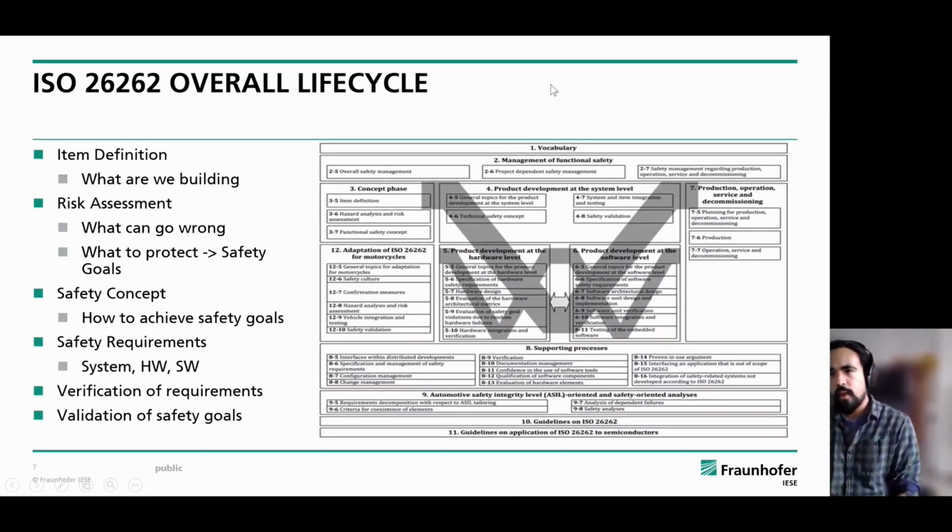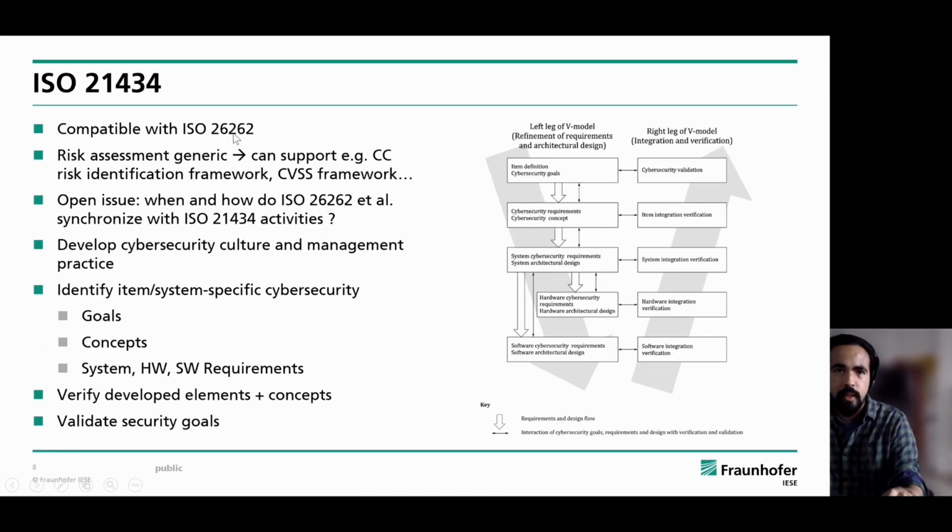So coming at this from our past experience with the 26262, we know that we have a life cycle of item definition, and then risk assessment to identify what can go wrong with the system, and then we identify how to protect it with safety goals, and eventually derive down to safety requirements and verify and validate the things we had from before. And it's a similar case with the 21434, so there's a high compatibility here, where the V model extends in parallel to the 26262 V model.